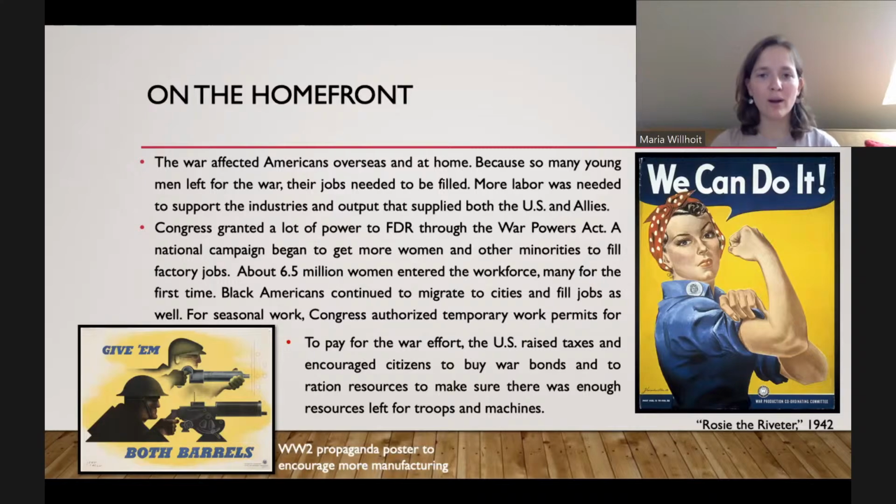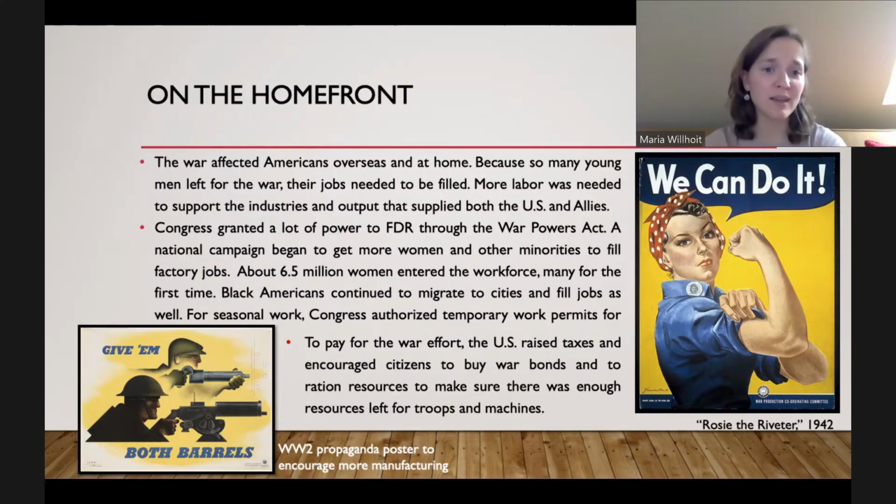So FDR passes the War Powers Act, and he basically gets to have power to direct how American businesses will support the war cause. And there's a big campaign to get more and more women into the workforce to fight and to join these factories. There's also a movement to get more and more African Americans in these factory jobs.